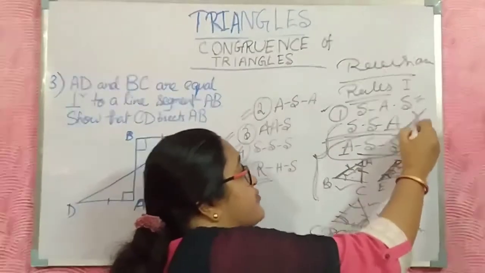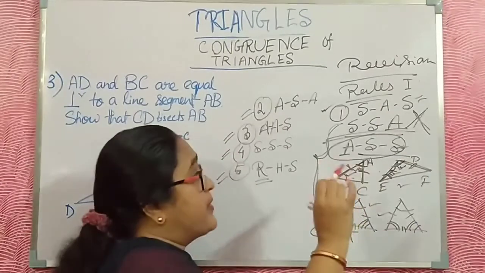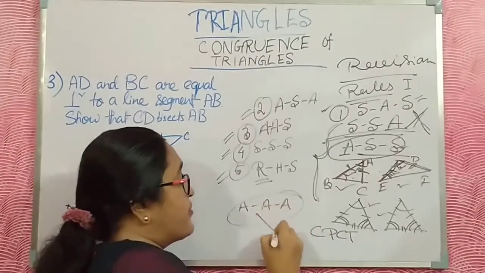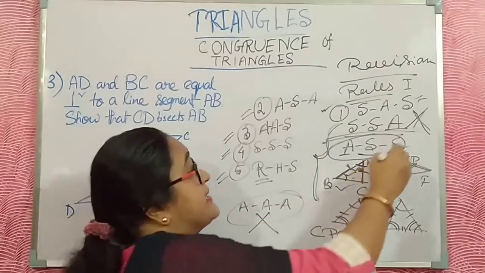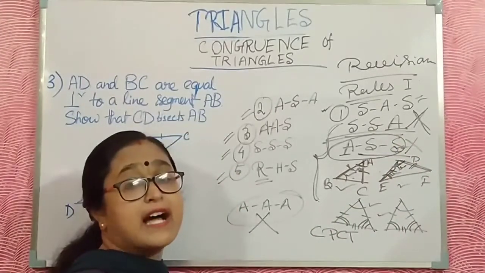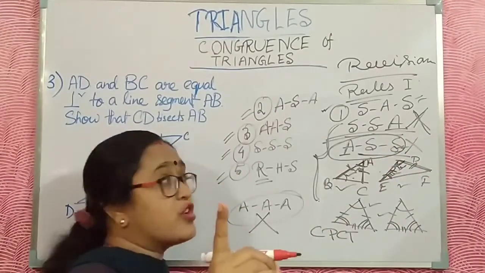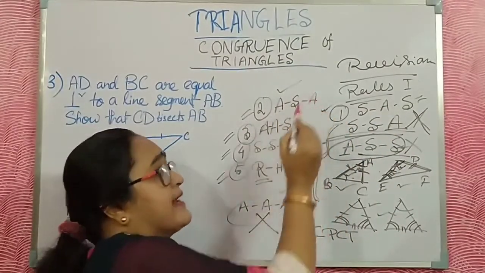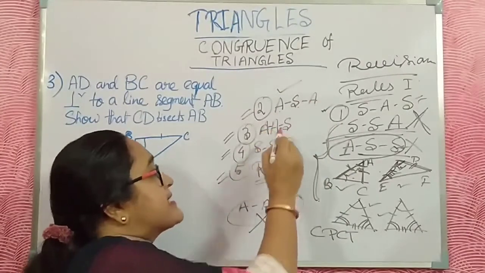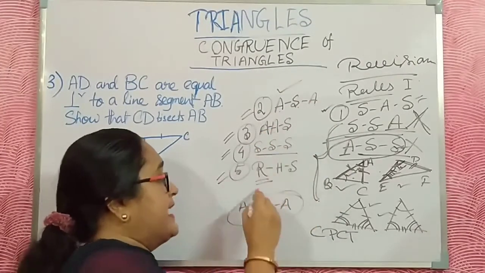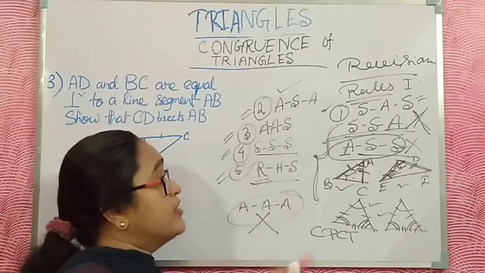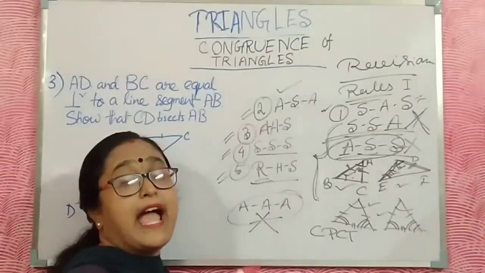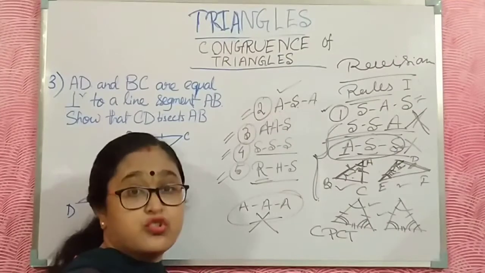You cannot use this property as a congruency property, and you cannot use angle angle angle as a congruency property. You can use only side angle side, angle side angle, angle angle side, side side side, and RHS. You cannot use this one as a congruency rule.